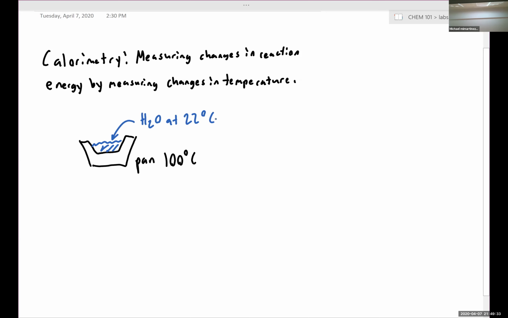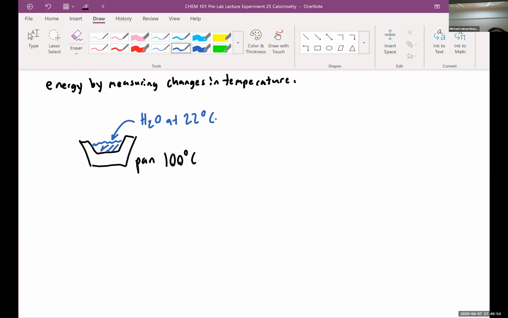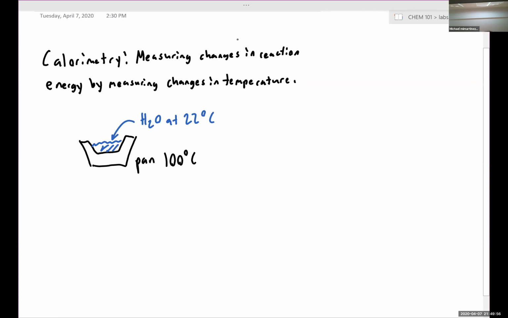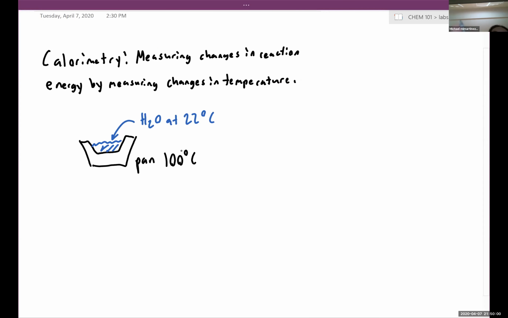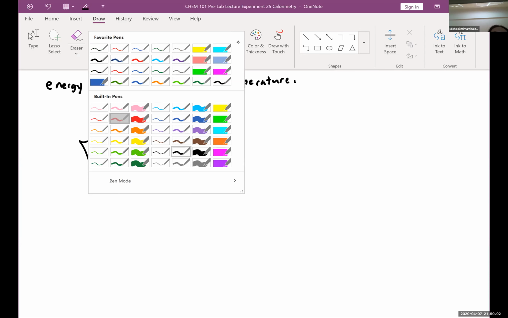Now, if we have a hot pan in contact with cold water, what do we know intuitively will happen? What will happen to the water? Will it increase in temperature or decrease in temperature? And don't be shy to type in chat. Yeah, exactly. It's going to increase in temperature. We know this intuitively from our day-to-day life experiences.